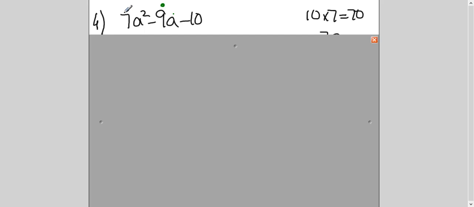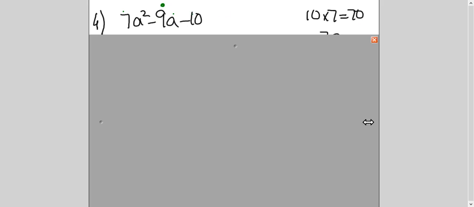Now coefficient is the number which is written with this letter. The coefficient of a square is 7. The coefficient of a power 1 is -9. So this language you should understand. So now to divide this term into two parts, I will multiply 7 by 10. I'm telling you the technique now.